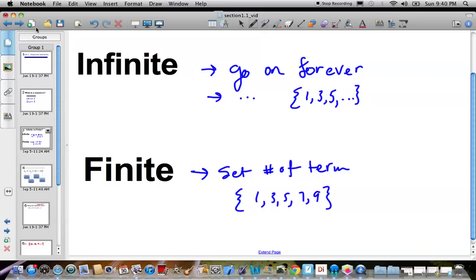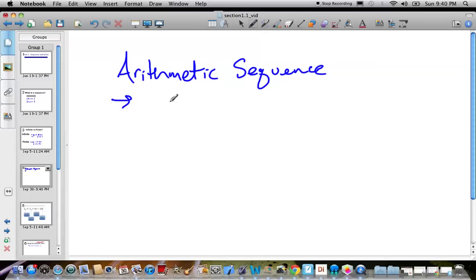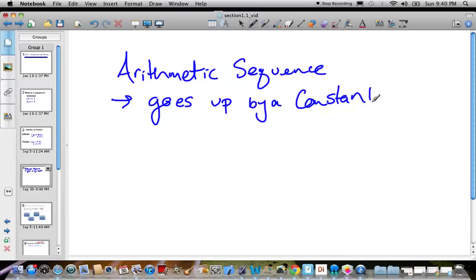Within this, there are specific types of sequences. The first one we'll deal with is called an arithmetic sequence. And I've actually already given you a bunch of examples. All an arithmetic sequence is, is a sequence that goes up by a constant amount. So it increases by 2, goes down by 5. There's lots of different examples.